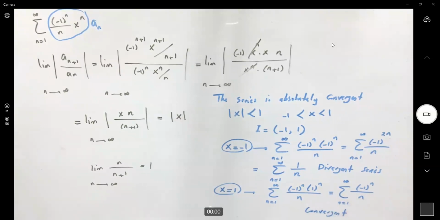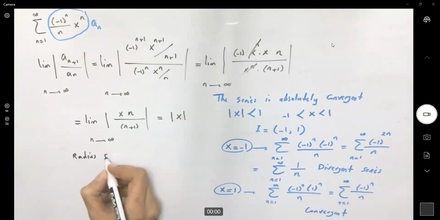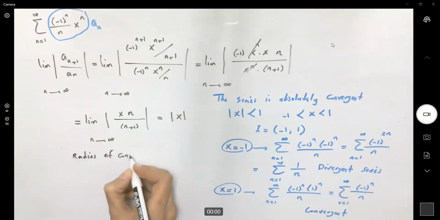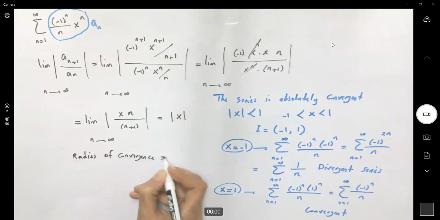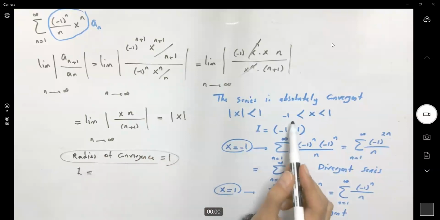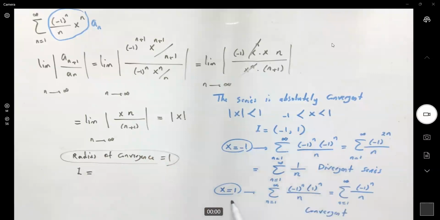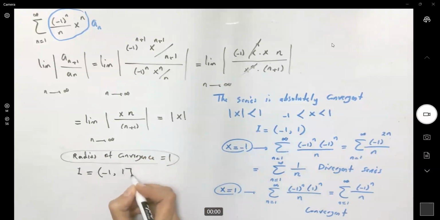So since you have a convergent series, your final decision about the radius of convergence is going to be just 1. The radius of convergence becomes 1. And for the interval of convergence, we do not include -1. We include just 1 because the series is convergent if x is equal to 1. So we're not really worried about this. -1 and 1 is included.